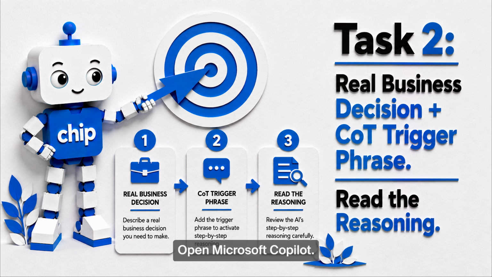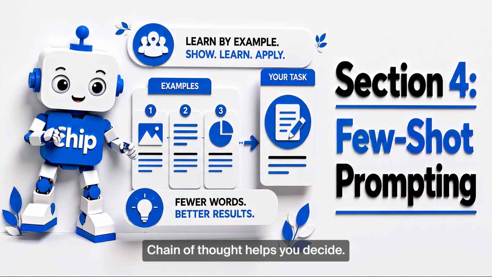Open Microsoft Copilot. Write your business context using the 5-part framework from section 2. At the end, add a chain of thought trigger phrase. Read the output carefully. Ask yourself, does this reasoning match what I know about my business? If yes, use it to help you decide. If one step is wrong, correct it and ask again. Chain of thought helps you decide.